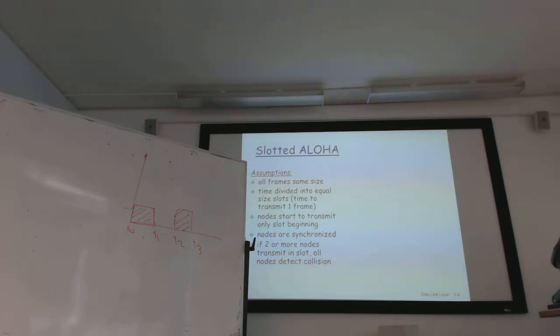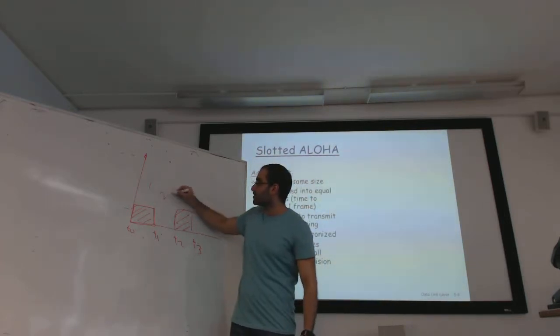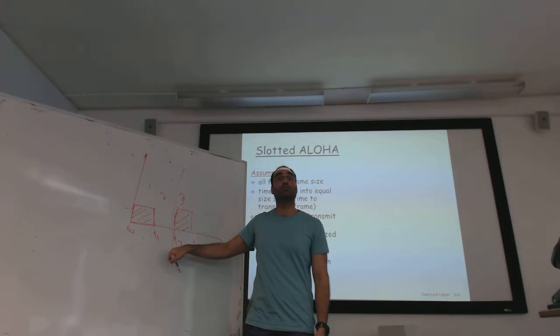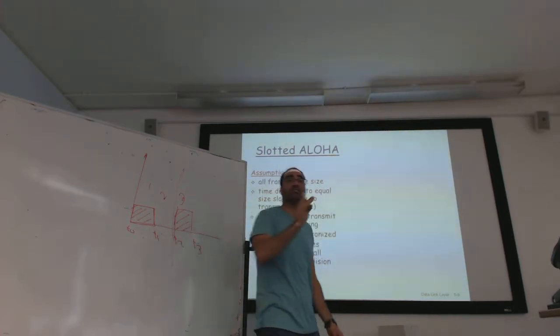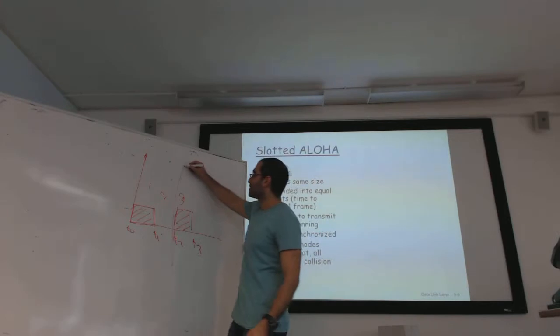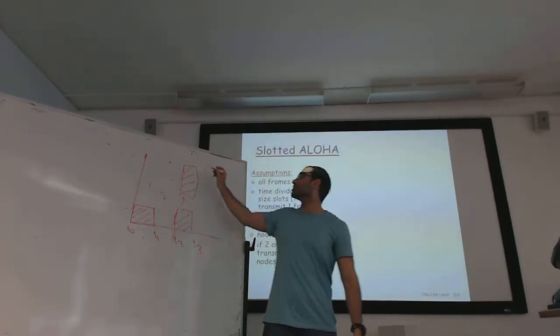Nodes are synchronized. What does that mean? That means all the nodes involved in the transmission know when the time slot starts. So if that's defined by time, 1 millisecond, 2, 3, whenever a slot starts, all nodes know it started now. It's not like starting in the middle. It knows when to start sending. If two or more nodes transmit in a slot, all nodes detect a collision. For any reason, let's say two nodes transmitted in this time slot, a collision will occur, and all nodes will know there is a collision here.